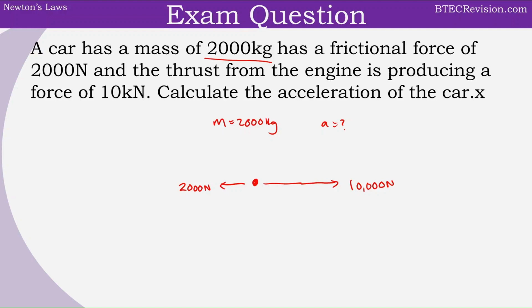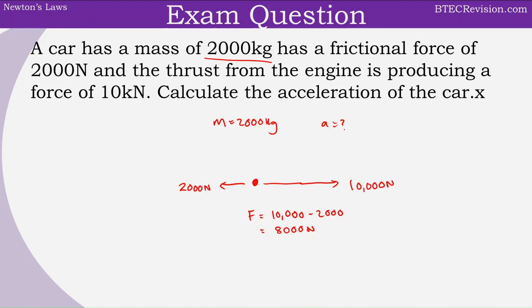So hopefully we can see what we need to do. We have to work out the resultant force, which is 10,000 going towards the right, so that's positive, and 2,000 left, so that's going to be negative 2,000. So the resultant force, when we add them up, is 10,000 take away 2,000, which is equal to 8,000 newtons. So overall, there are 8,000 newtons of force acting on this car.